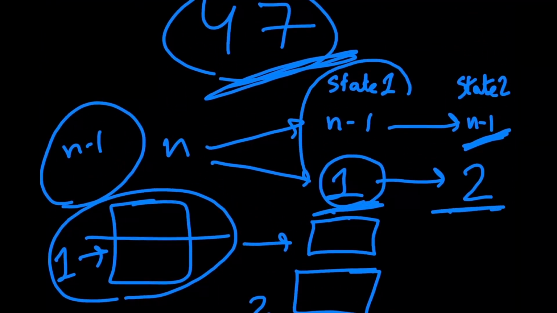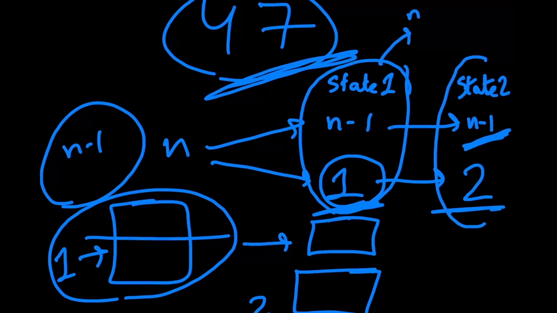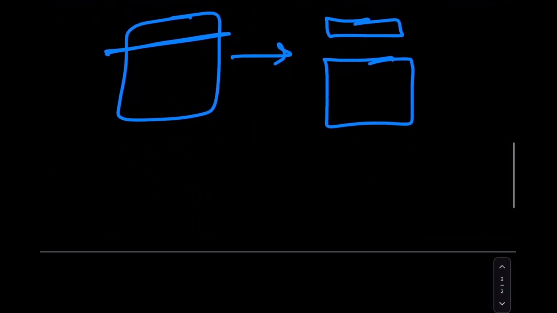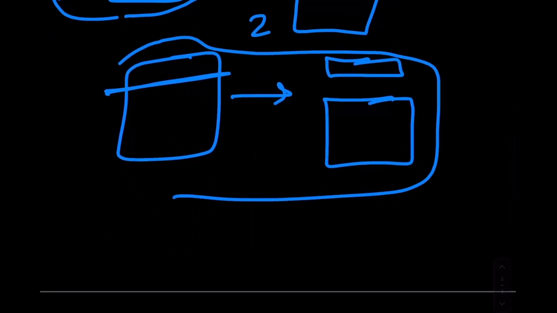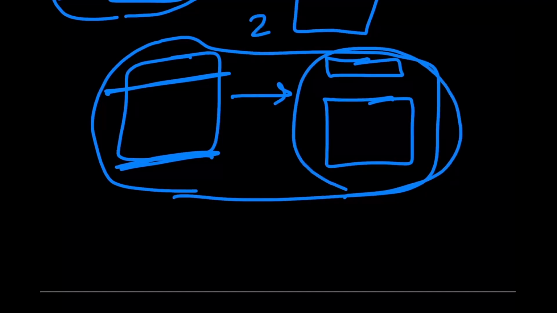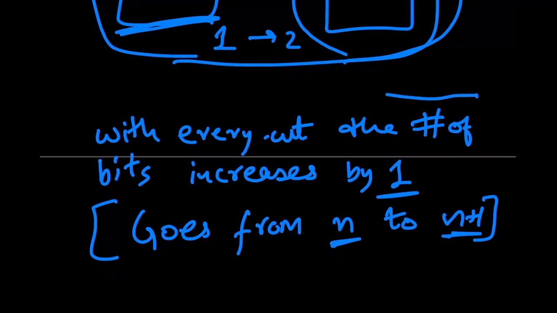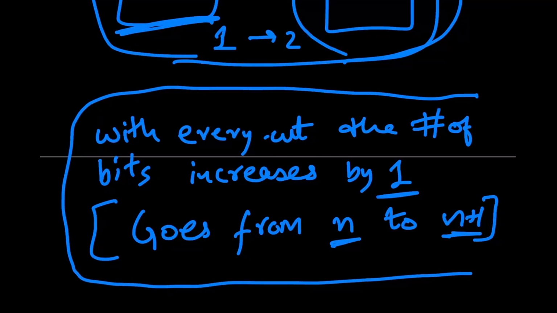So if we add up all the number of bits in state 1, this is going to come out to n. But if we add up all the bits in state 2, this is going to come out to n plus 1, right? So with every cut, we're increasing the number of bits from n to n plus 1 because of the property over here. With every cut, we take a piece and increase the number of total pieces because this one piece becomes two pieces, right? So with every cut, the number of bits increases by 1, and the state goes from n bits to n plus 1 bits.